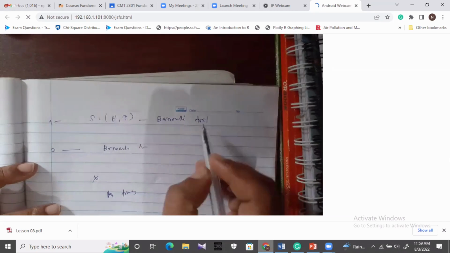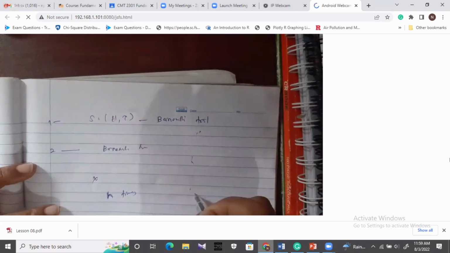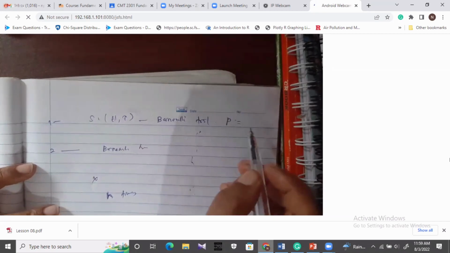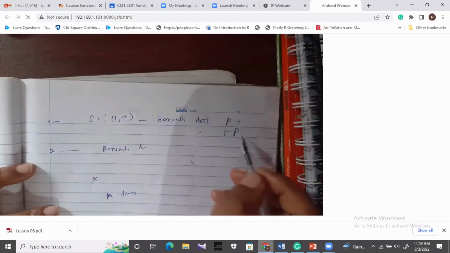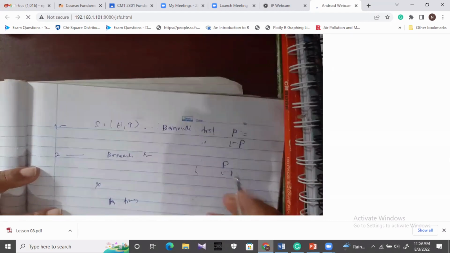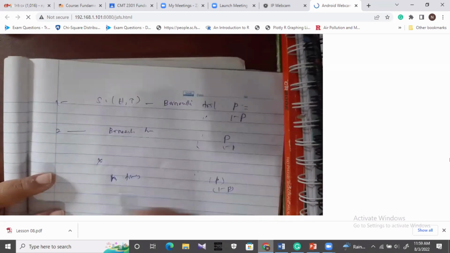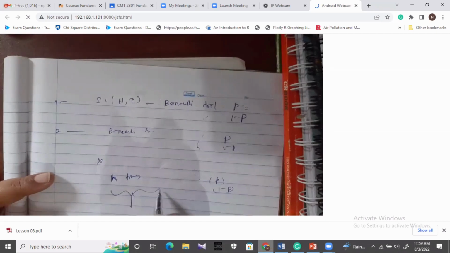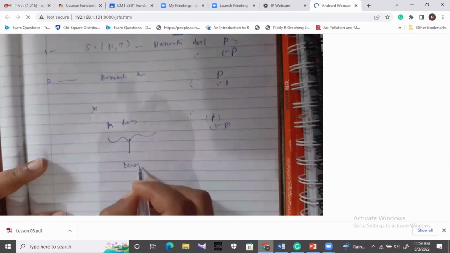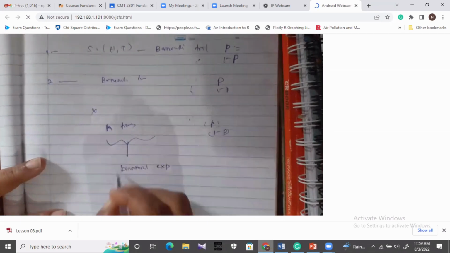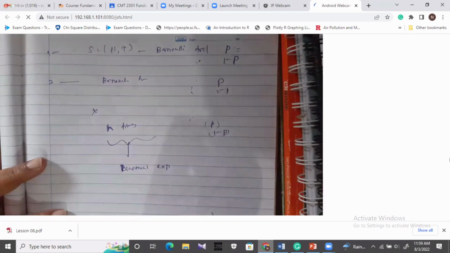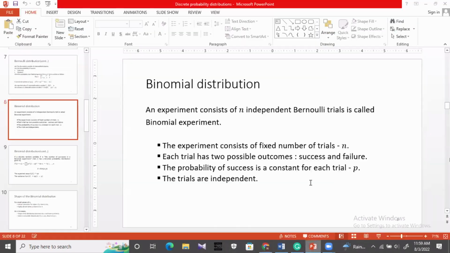And you can see that each trial is independent, and in each trial, the probability of success is p, and failure is 1 minus p. In each trial, p and 1 minus p. Therefore, we can consider this experiment as a binomial experiment. An experiment consisting of n independent Bernoulli trials is called a binomial experiment.